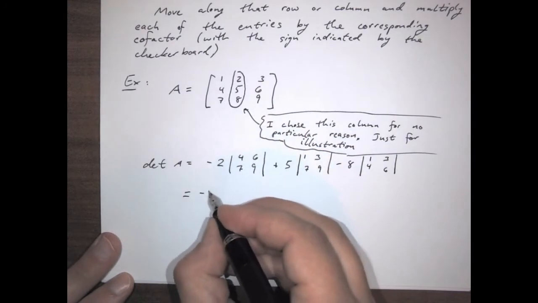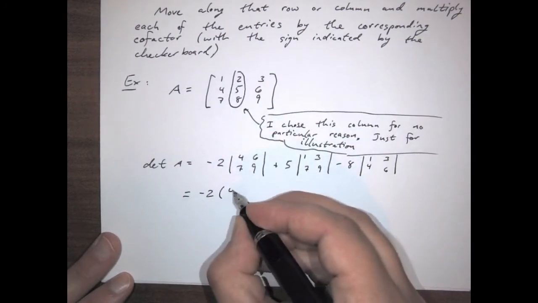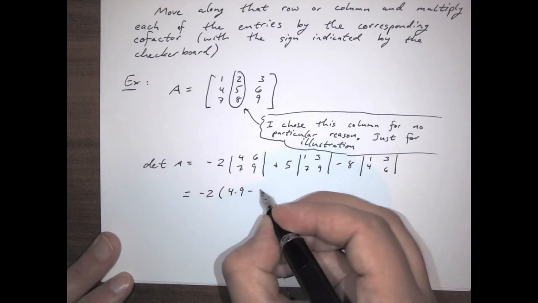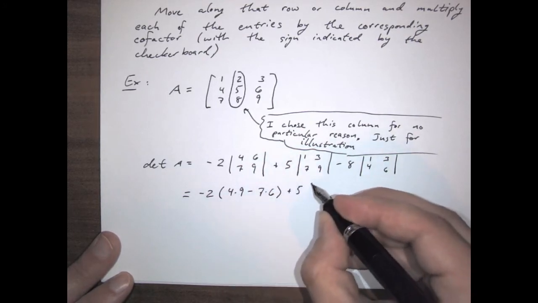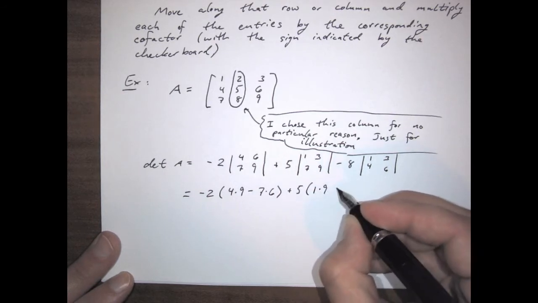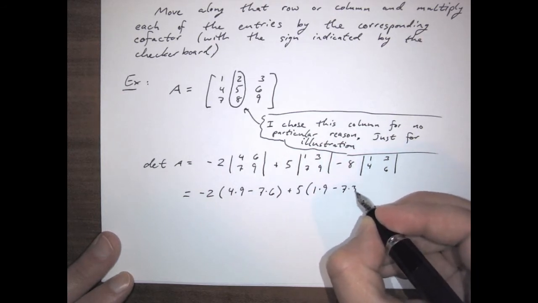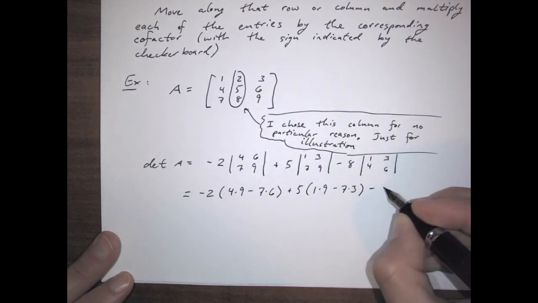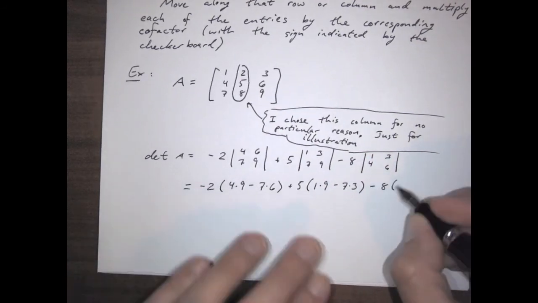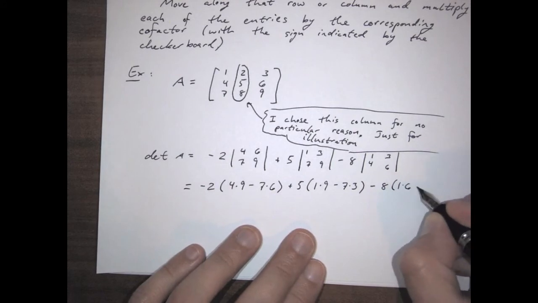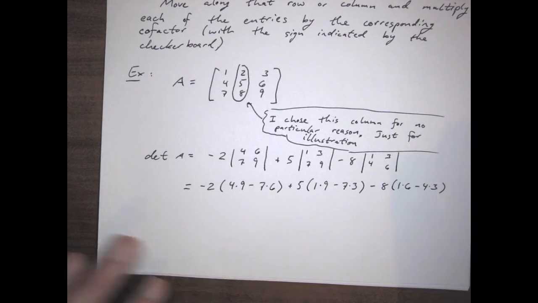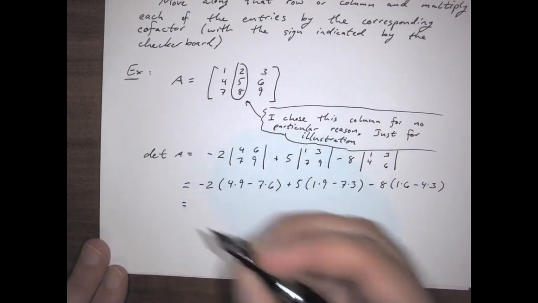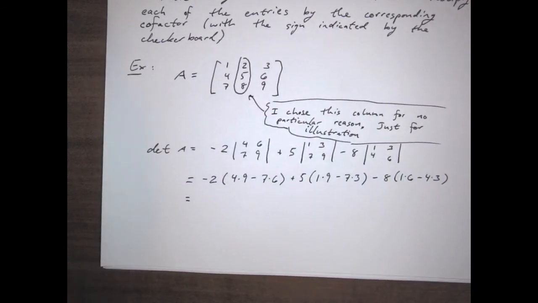So it's going to be minus 2 times 4 times 9 minus 7 times 6 plus 5 times 1 times 9 minus 7 times 3 minus 8 times 1 times 6 minus 4 times 3. So I wouldn't ordinarily, in practice, write out all these steps, but here you'll just want to know where each of these numbers is coming from, so that's why I'm writing it in this case.